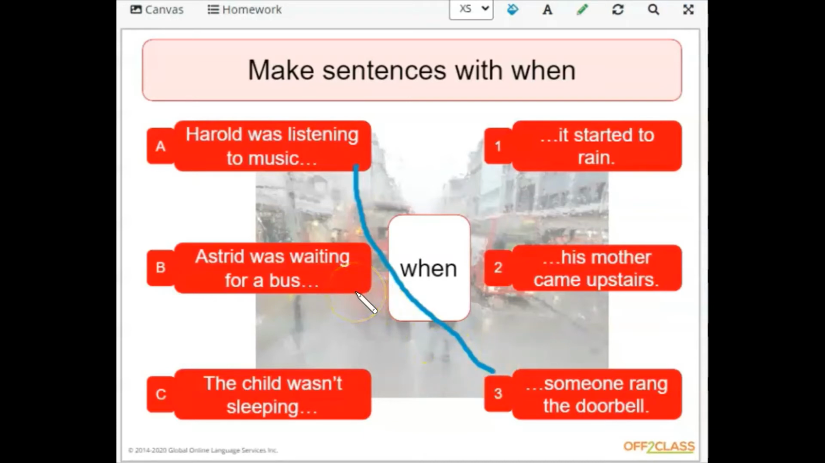B. Astrid was waiting for a bus. Okay. When it started to rain. Or when it started to rain, Astrid was waiting for a bus. Okay, and the other one, C, the child wasn't sleeping when his mother came upstairs. Or when his mother came upstairs, the child wasn't sleeping.